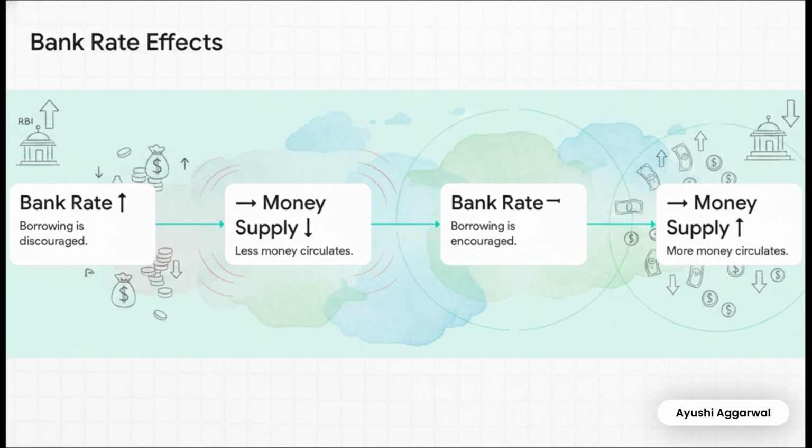Well, borrowing becomes more expensive for the commercial banks. So what do they do? They make their loans to us, the public, more expensive. And if loans are expensive, people borrow less, right? The result? The money supply in the economy goes down. Now flip it. If the RBI lowers the bank rate, loans get cheaper, people are encouraged to borrow more, and boom, the money supply goes up.